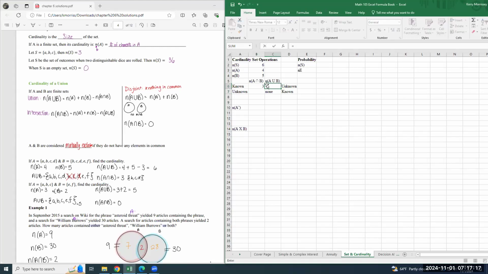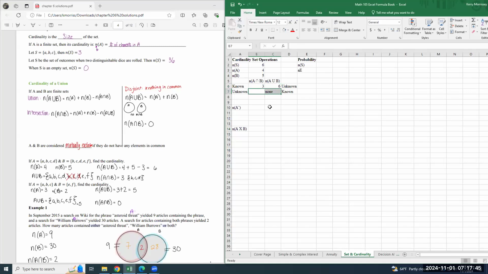So we said equals, and then we're going to take N of A right here, plus N of B, and then minus the 3 that have been double counted. So in total, we should have 6 elements in A or B.